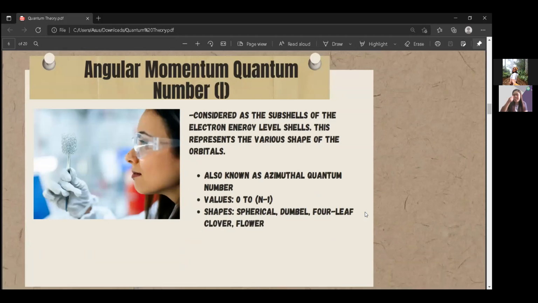So the next one is angular momentum quantum number, or l. Considered as the subshells of an electron's energy levels, these represent the various shapes of an orbital, also known as azimuthal quantum number. It has the value of 0 to n minus 1. It has the shapes of spherical, dumbbell, four-leaf clover, and flower.